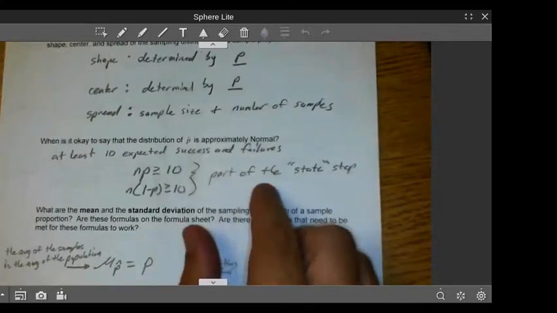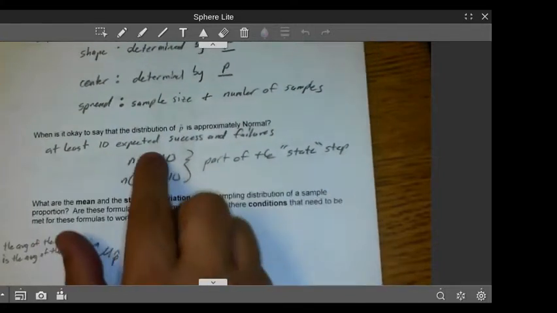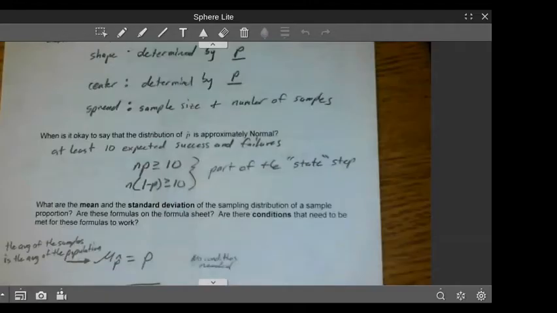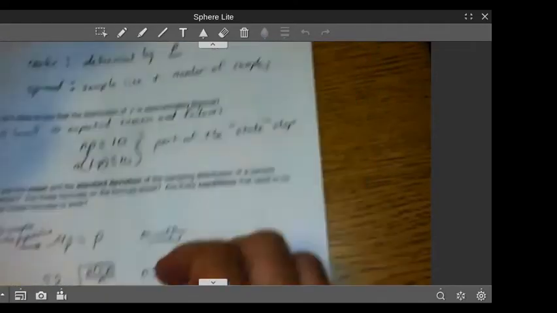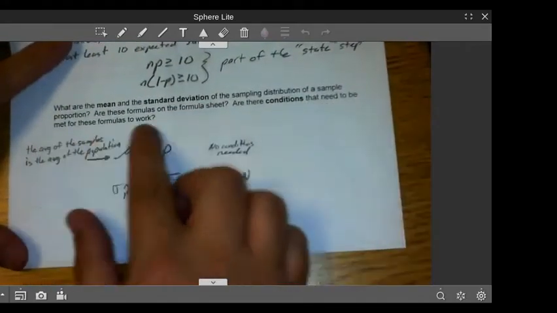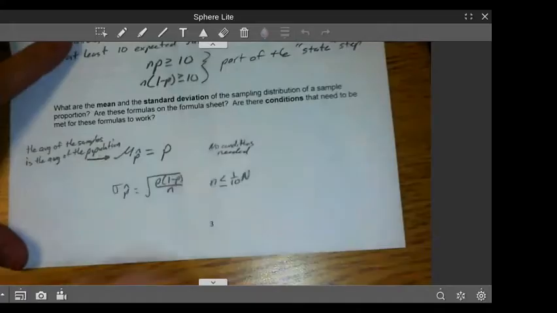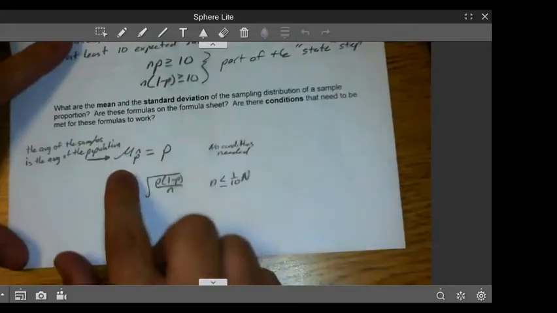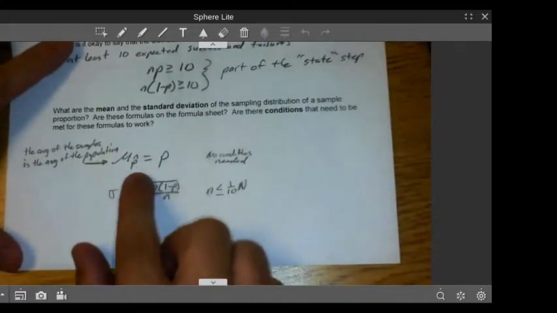And it's part of the state step. And here's what happens. We will be doing this every time so we can do our normal CDF type stuff. All right, what are the mean and the standard deviation of the sampling distribution proportion? Are these formulas on the formula sheet? What are conditions that need to be met? So these are on the formula sheet. These are actually pretty easy.